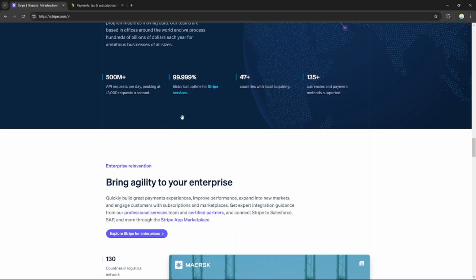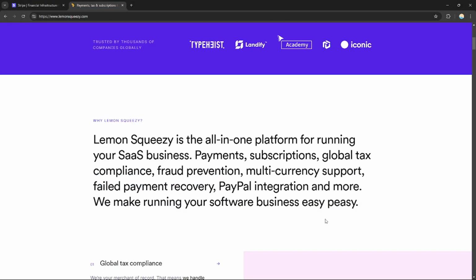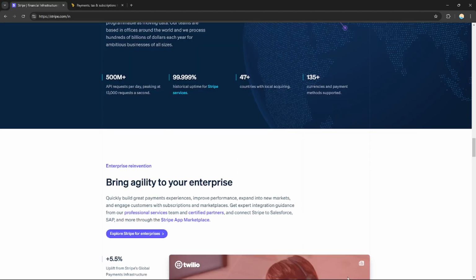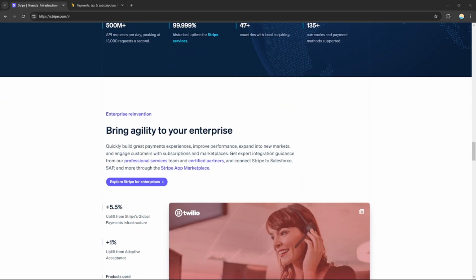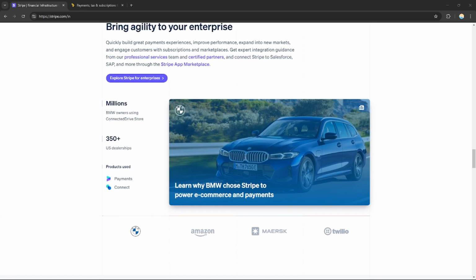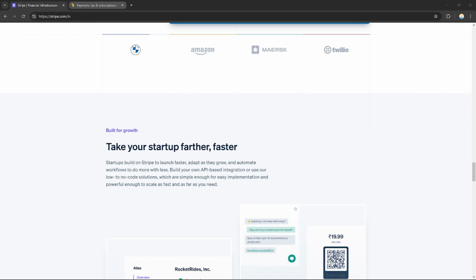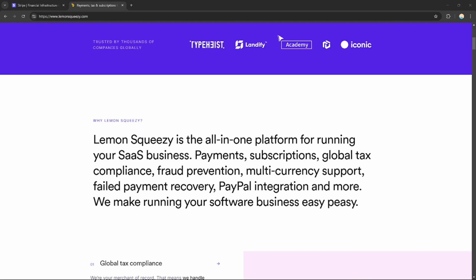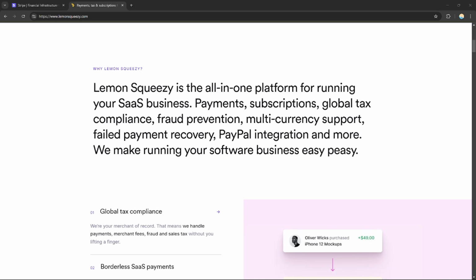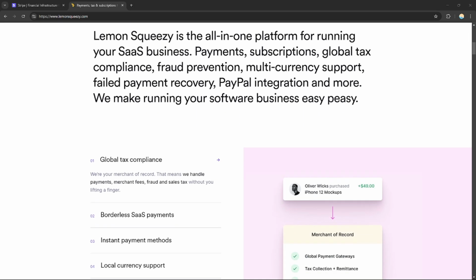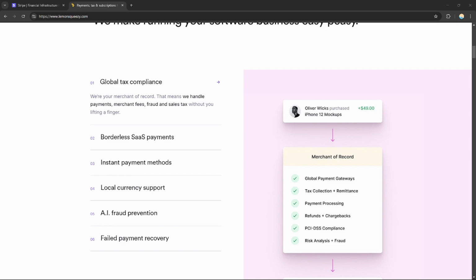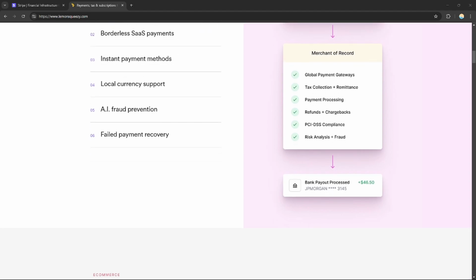Hello everyone, today we're going to compare Stripe and LemonSqueezy, two payment platforms. Stripe is a widely used payment processing solution offering flexible APIs for online transactions, subscription billing, and financial management, supporting businesses of all sizes. While LemonSqueezy is designed specifically for digital creators, providing an all-in-one platform to sell digital products, manage subscriptions, and handle taxes, with a focus on simplicity and ease of use.